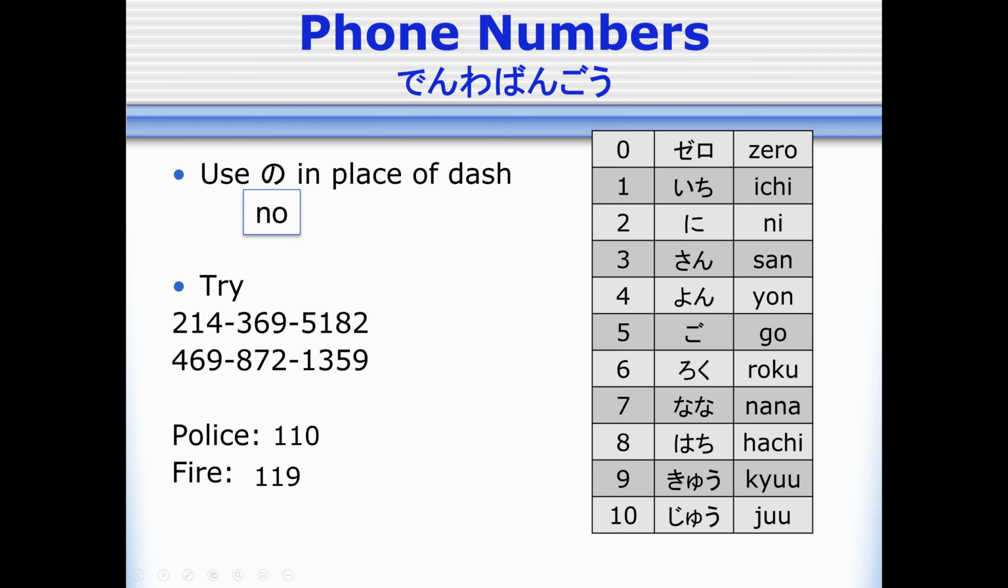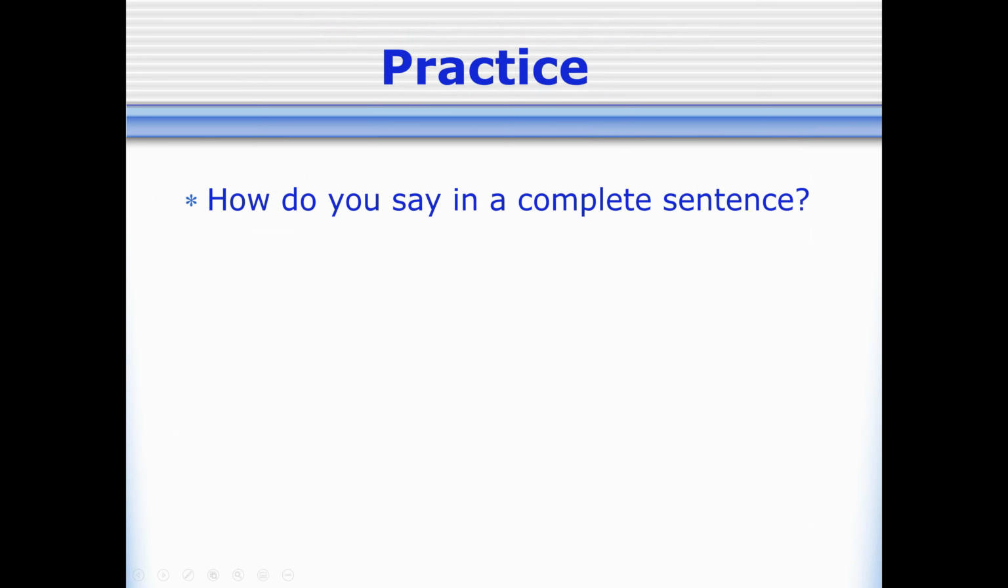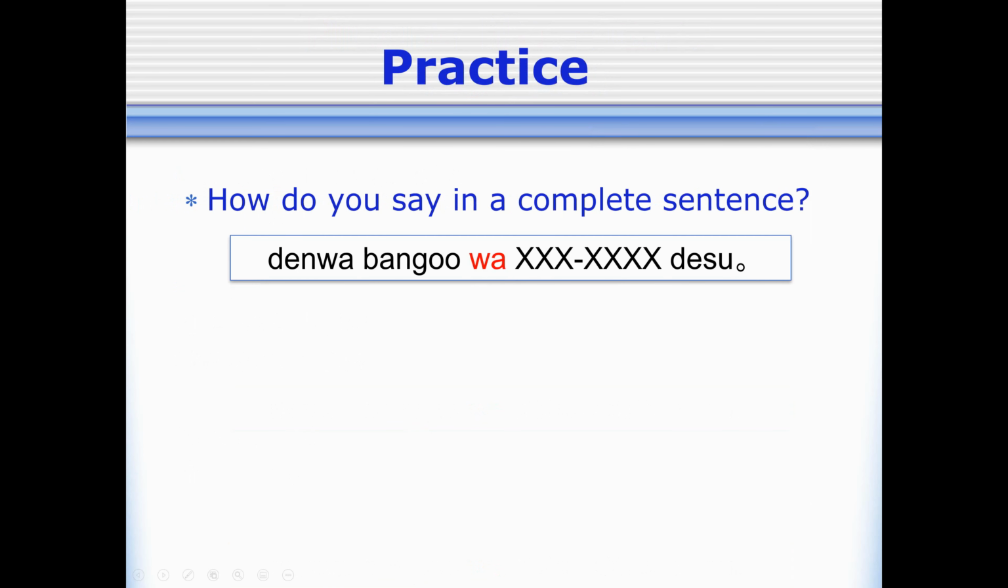Let's think back to the x, y des structure we were just talking about. So if we want to say the phone number is blah blah blah, we need to start with the phone number, right? 電話番号. 電話番号は and then the number, and then です. 電話番号は blah blah blah です.